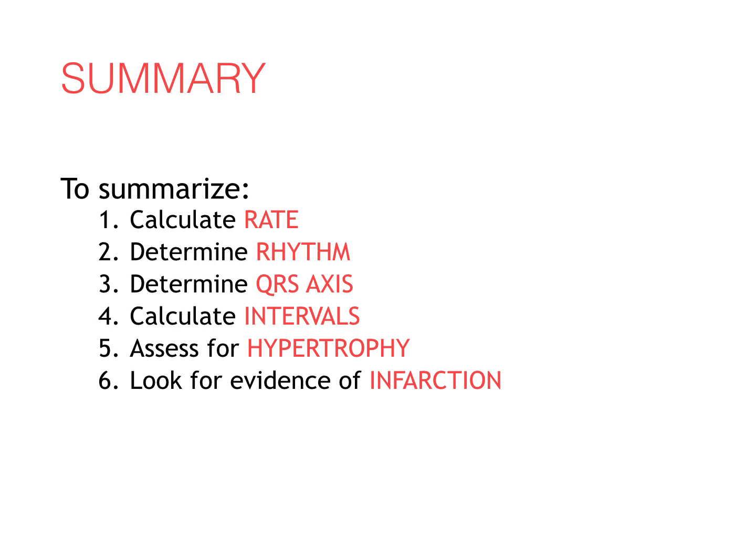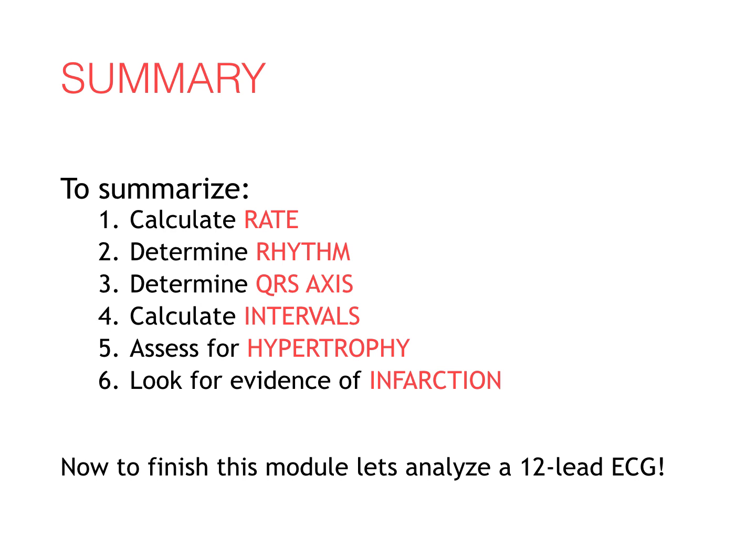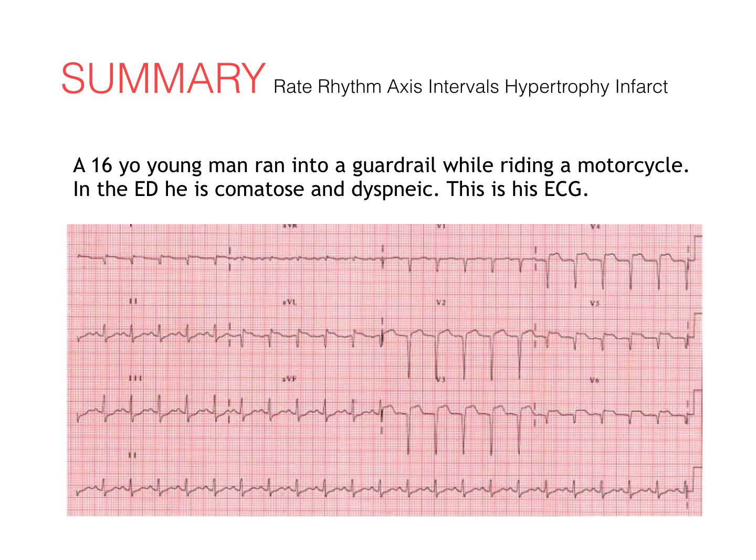This is a quick summary how we should proceed to solve an ECG. First of all, we should calculate the rate, then determine the rhythm, determine QRS axis, calculate all intervals, assess for any hypertrophy, look for evidence of any infarction. Now to finish this module, let's analyze a 12-lead ECG. Read it carefully and we will try to solve this ECG step by step.